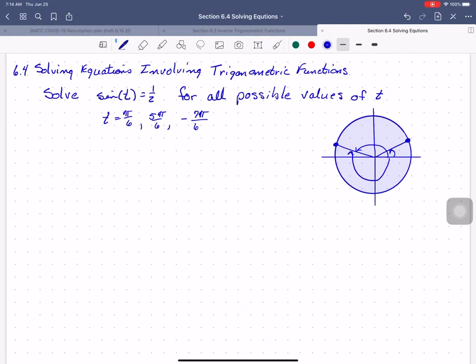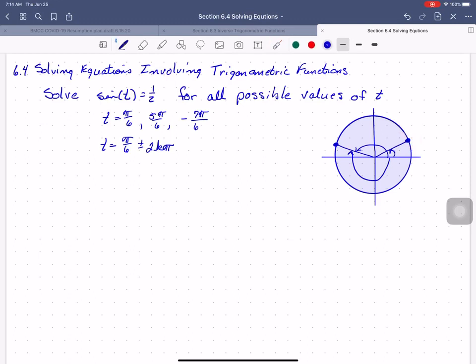So let's think about, for right now, just this guy, pi over 6. I can get to him over and over and over again by adding or subtracting 2 pi. So what we do is we write t equals pi over 6 plus or minus 2k pi. And that gets me all of the angles that are coterminal with pi over 6.